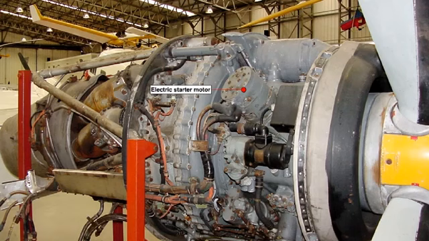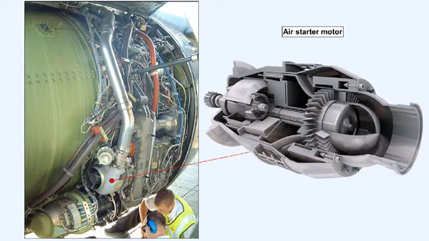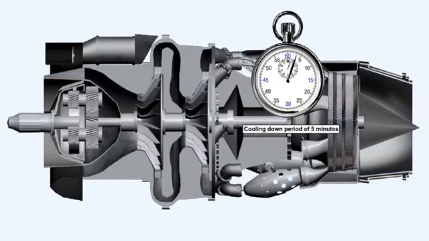There are several methods of obtaining engine rotation upon engine start. The most common methods of rotating the high-pressure compressor on modern civil aircraft are the electric starter motor, the air starter motor. Any engine starter system will have a duty cycle. The duty cycle is the maximum time that the starter motor is allowed to be energized. The duty cycle may have to be followed by a cooling down period before the starter motor can be re-energized.